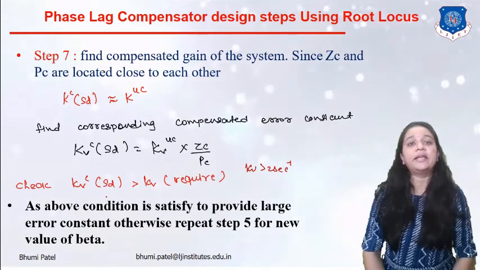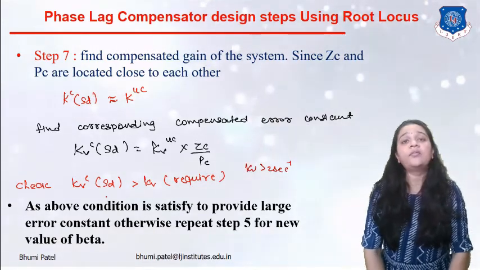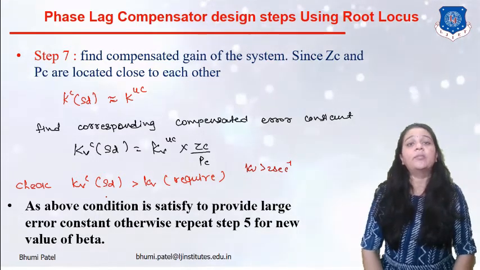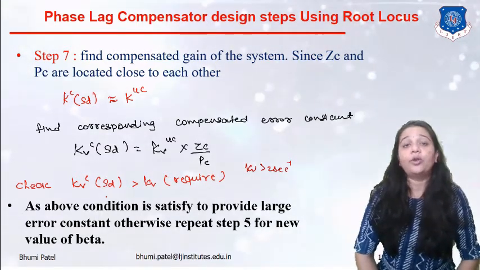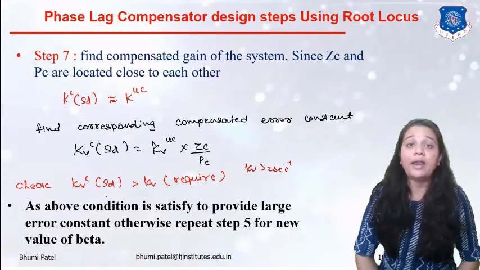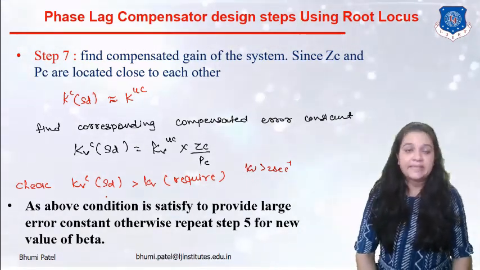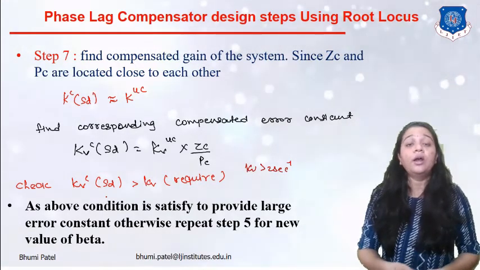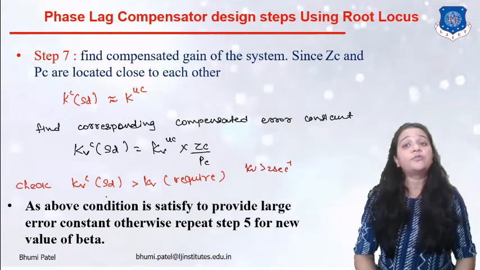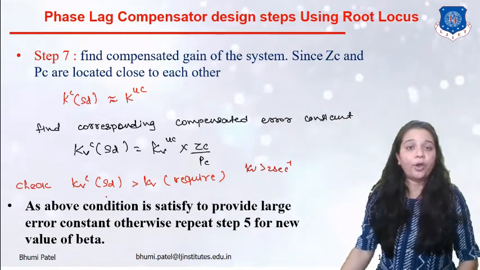So these are the different steps in the phase lag compensator using the root locus method. In the next session, we will study an example of phase lag compensator design using the root locus method. In this, a real-time system equation is given, so we can get the proper values of Kv and beta, and then we compare and check whether the steady state response is stable or not. After that, we will study the phase lag and lag compensator using the Bode plot method.